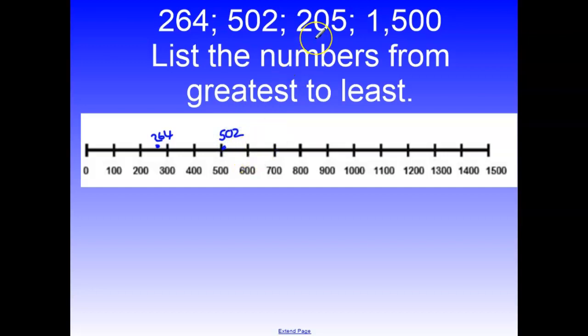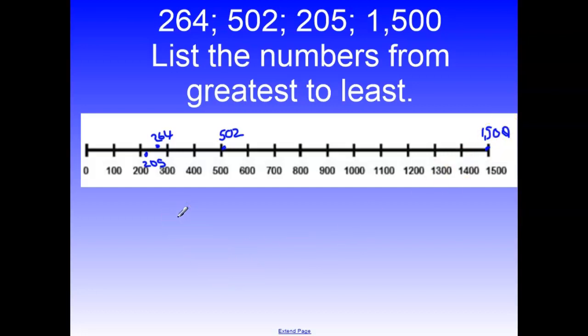Okay. We have 205, which is going to be back here. I'm actually going to mark this one down on the bottom part, just so I don't run into my 264. So I'm going to put 205. And we have 1,500, which is way down here at the end. So we have 1,500. Woo! Sorry, that was a little hard to make that 0.